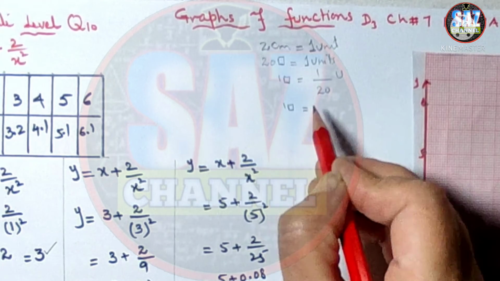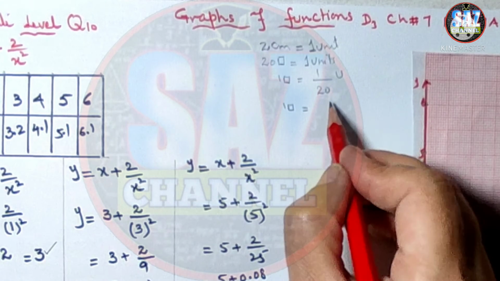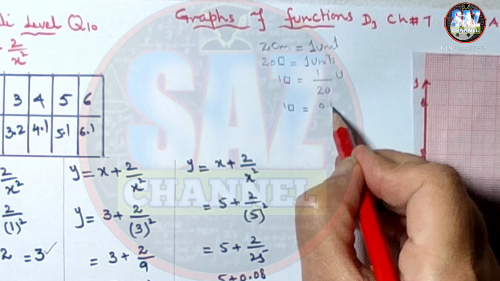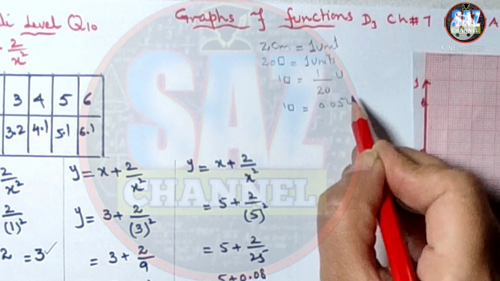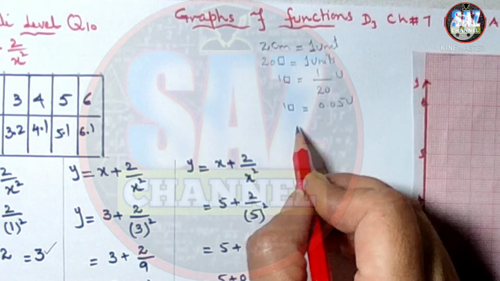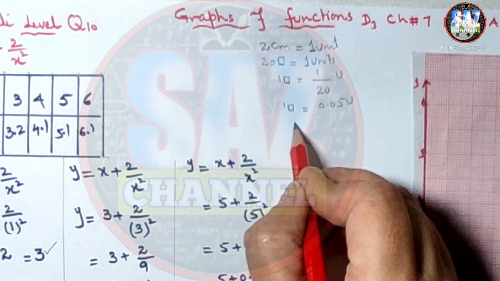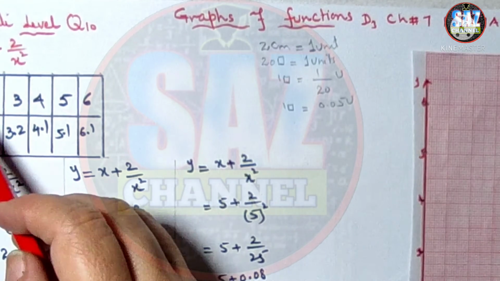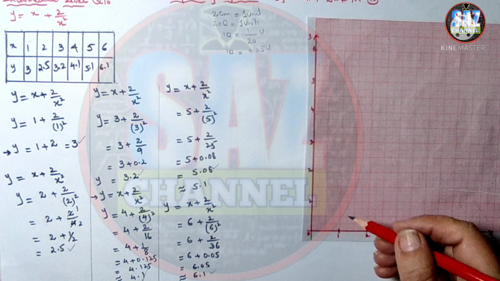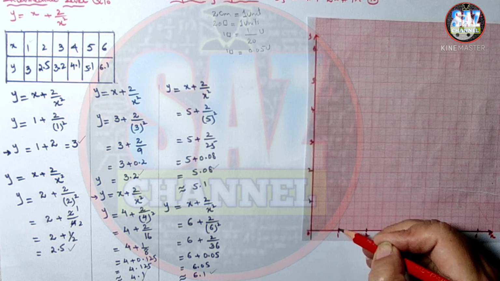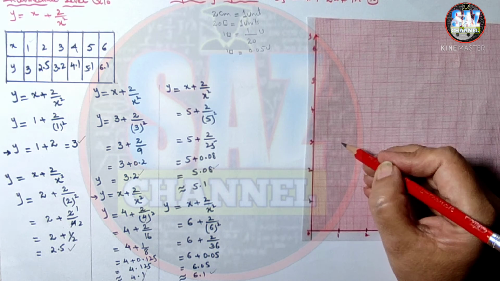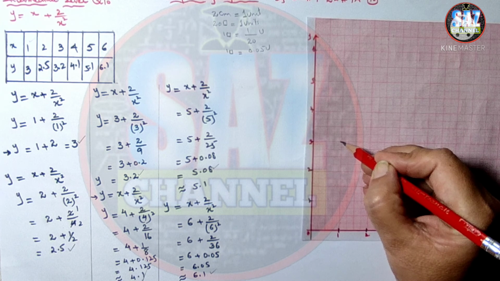So 1 block is 0.05 units. Okay, and if the value is 1 unit, then it will be 1 over 0.05 blocks. The first point is 1 with 3. So first of all, I have to reach x equals 1 and move at the top of 1 and reach in front of 3. This is the position for y equals 3.